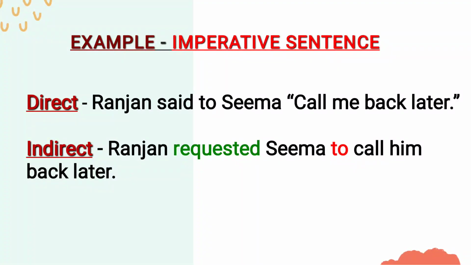Now, the second type of sentence, imperative sentence. Rajan said to Seema, "Call me back later." In indirect speech, Rajan requested Seema to call him back later. If the sentence of the reported speech is imperative, at that time we have to use the conjunction to or not to. While the sentence is in negative manner, at that time we have to use the conjunction not to.